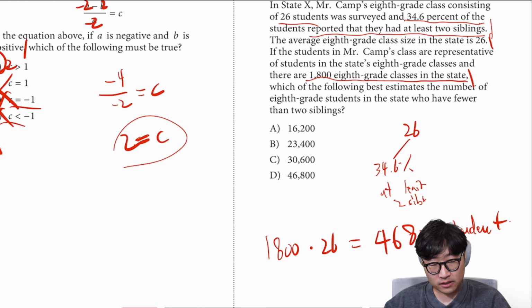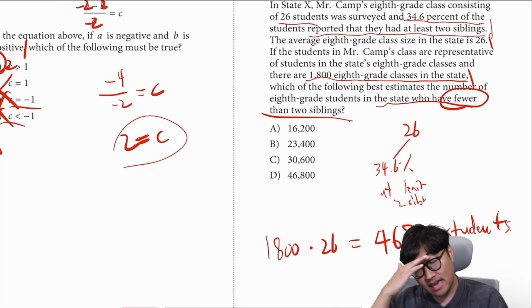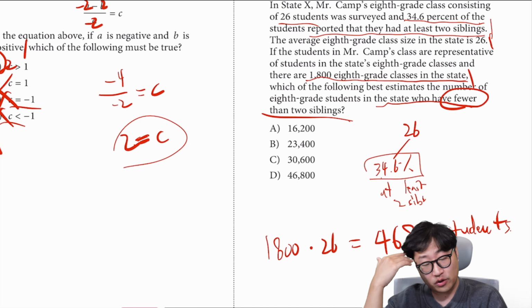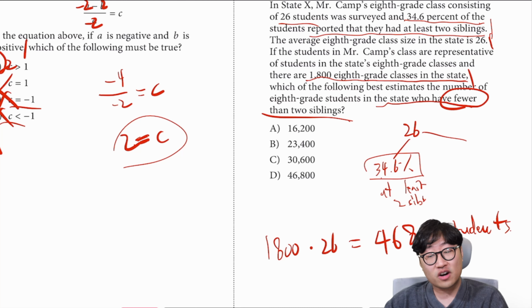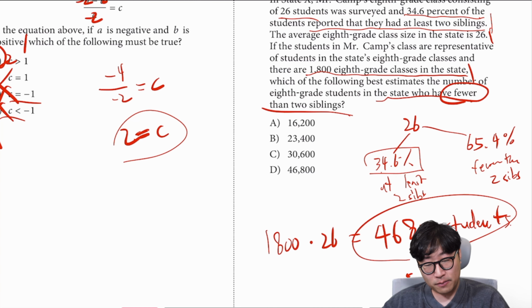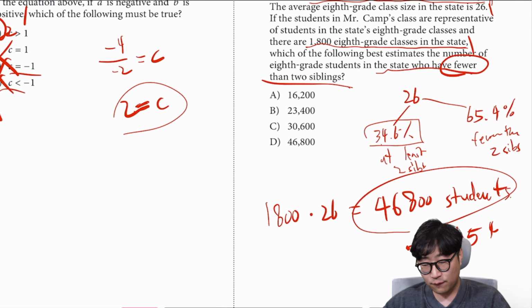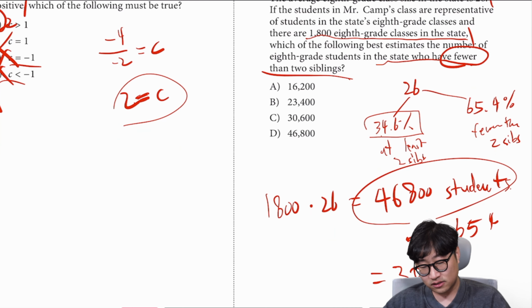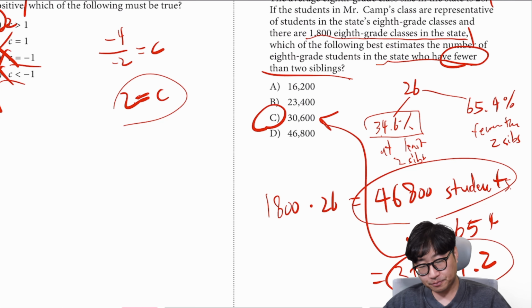Which of the following best estimates the number of 8th grade students in the state who have fewer than 2 siblings? If you take a look at it, the ones that had at least 2 siblings were 34.6%. But what we want is fewer than 2 siblings. So that should be the rest, which is going to be 65.4% if you subtract that from 100. So you would have to take this and multiply by 0.654 in order to figure out the number of students who have fewer than 2 siblings. And if you do that in your calculator, that'll give you 30,067.2, which is pretty close to answer choice C.